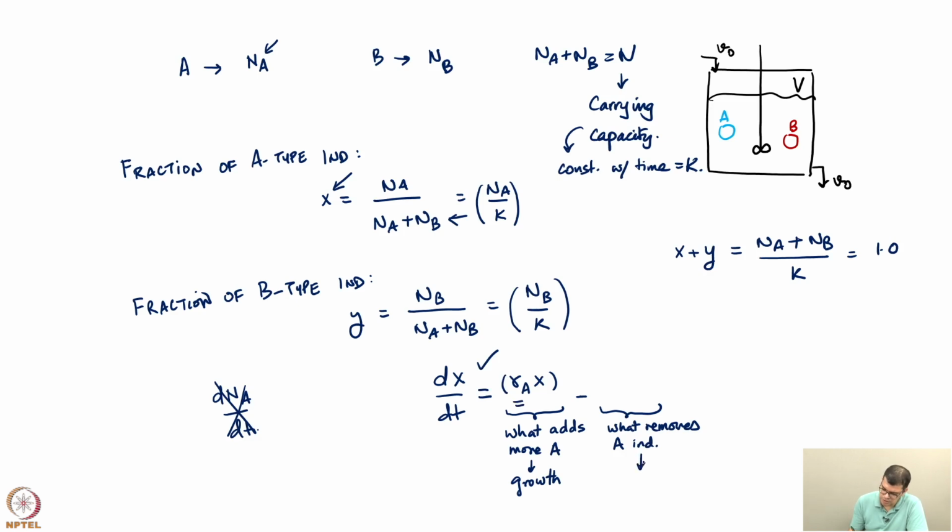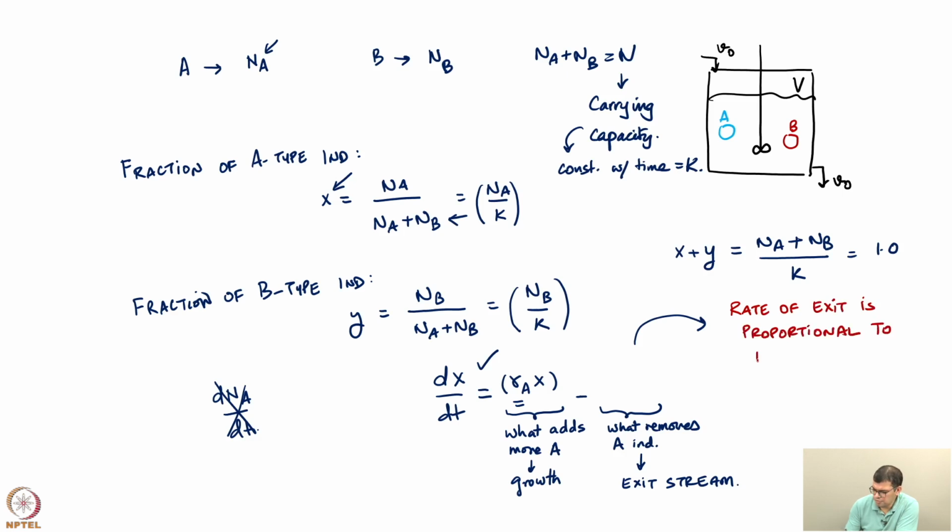What removes A type individuals from this environment is simply the exit stream, but it is not easy to say how many A type individuals are exiting per given amount of time, because it is not just A type, B type individuals are also exiting. So, to estimate this quantity, we will make an assumption that the rate of exit is proportional to frequency.